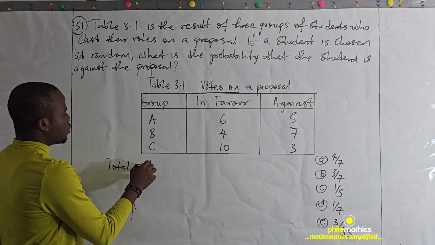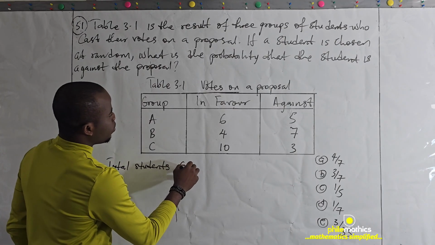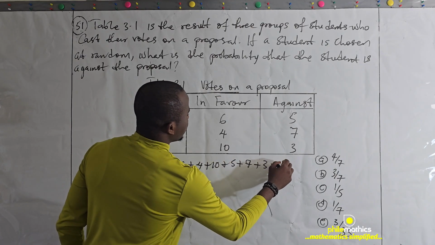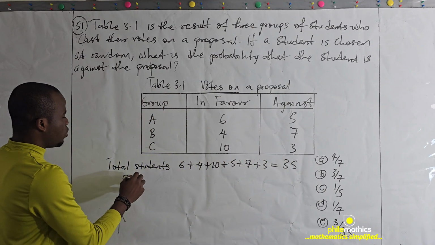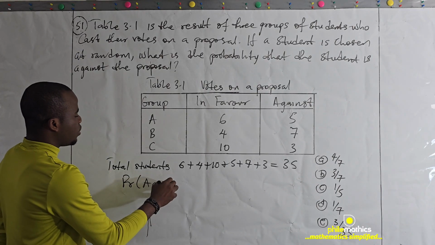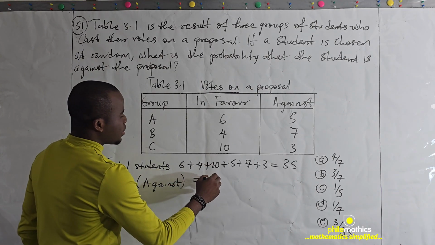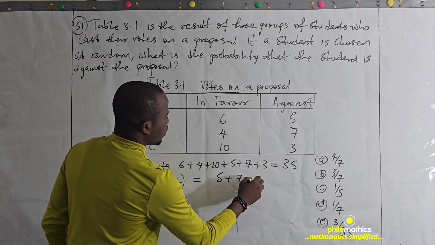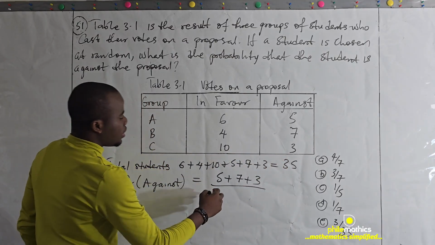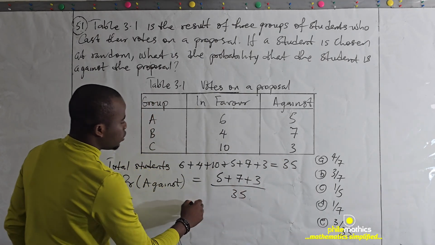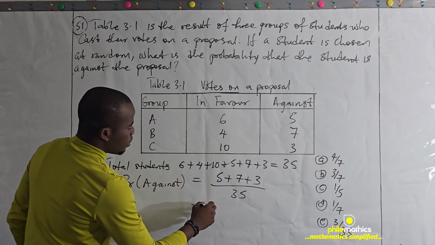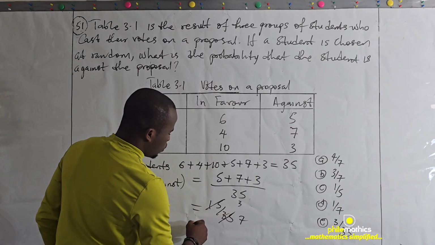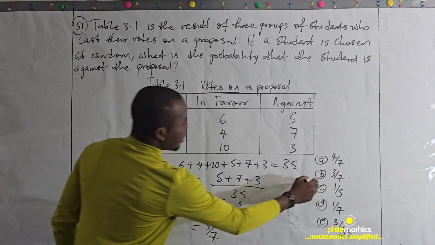Total students are 6 plus 4 plus 10 plus 5 plus 7 plus 3. This is 35. So the probability of students who are against is the number of those who are against, which is 5 plus 7 plus 3, over the number of those in the class, 35, or in the group. So this is 15 over 35. 5 here is 3, 5 here is 7. So this is 3 over 7, and that's B.